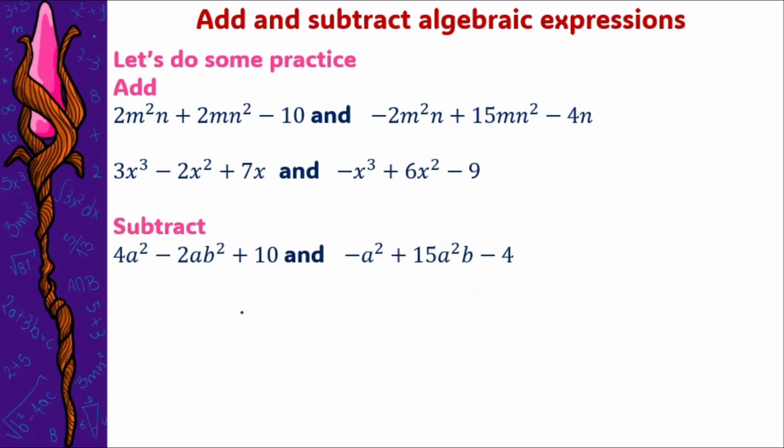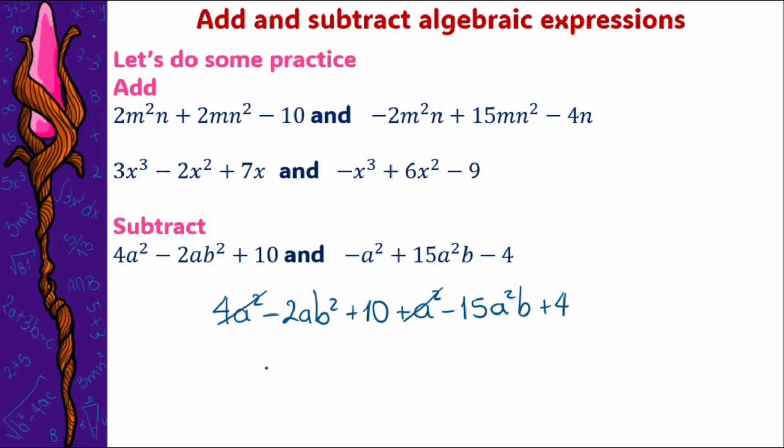Okay, now we go with the subtraction. 4a squared minus 2ab squared plus 10. I'm going to change the sign for this one. So plus a squared minus 15a squared b plus 4. 4 plus 1 is 5a squared. I'm gonna go with this one, minus 15a squared b, minus, this one is alone, 2ab squared, and the independent terms are together, plus 14.